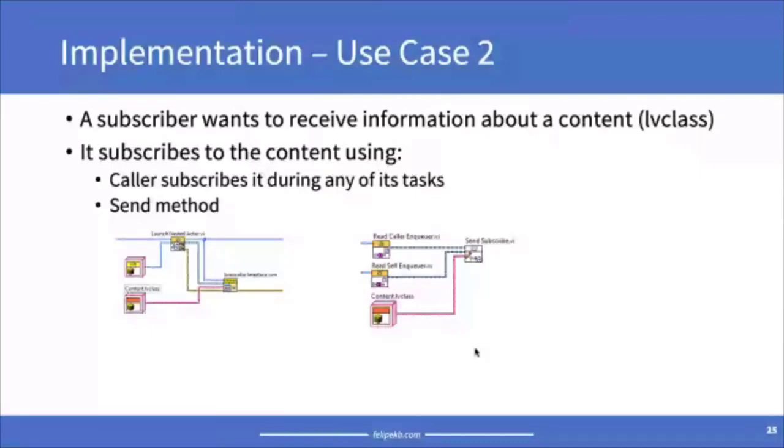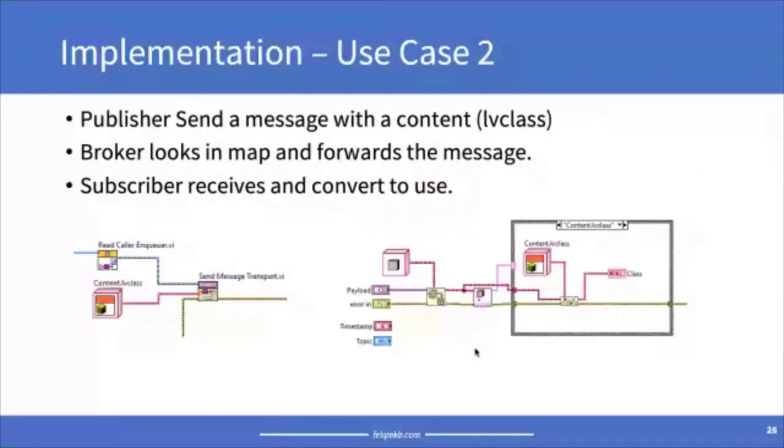Now the publisher sends a message with the content, in this case a LabVIEW class. The broker looks at the map and forwards the message to the subscriber, that in this case converts to a LabVIEW class and reads the name, knows that this is a content class, and executes any of its methods. You can use dynamic dispatch for this, but there are a lot of use cases. You can just read the name of the class for receiving the content. Again, they both must agree on the data type.